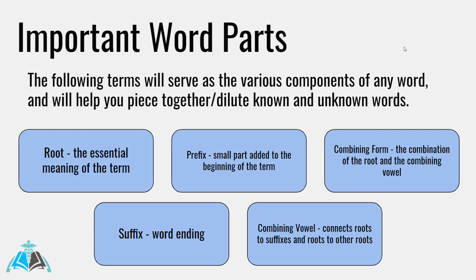And then we have the combining form, the combination of the root and the combining vowel. So essentially gaster is the root and gastro is the combining form, which means that when you add the root and the combining vowel, it's considered the combining form.